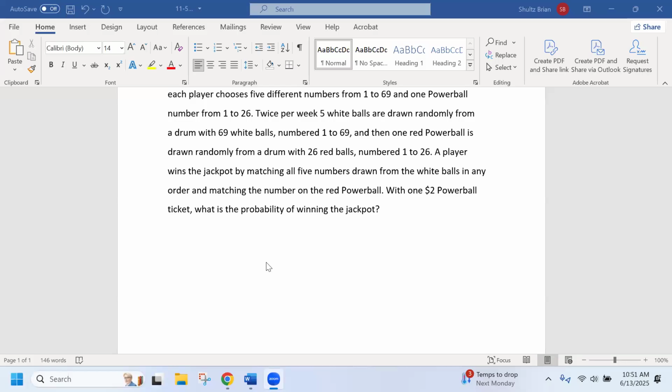Okay, so we have to figure out what the whole is, and the whole comes from the draws. We have 69 white balls. There is a key in this where it says drawn randomly, and what that means is the order doesn't matter. So we know we're talking about combinations, and we are choosing 5 of them. We're going to grab our calculator and figure that out.